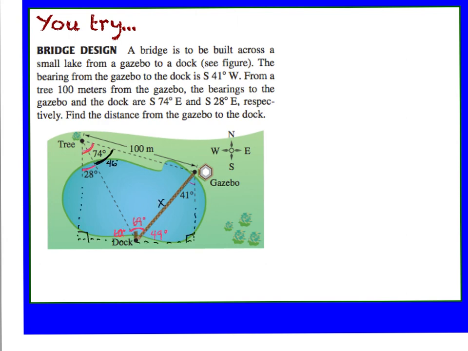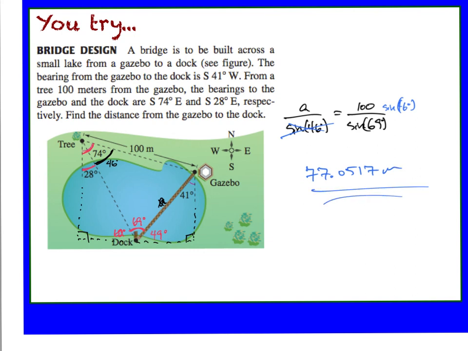So what's my proportion? I did A over sine of 46 equals 100 over sine of 69. Good. And then what's my only step? 100 times sine of 46 divided by sine of 69. Good. And what do we get? 77.0517 meters. Yeah, pretty good.